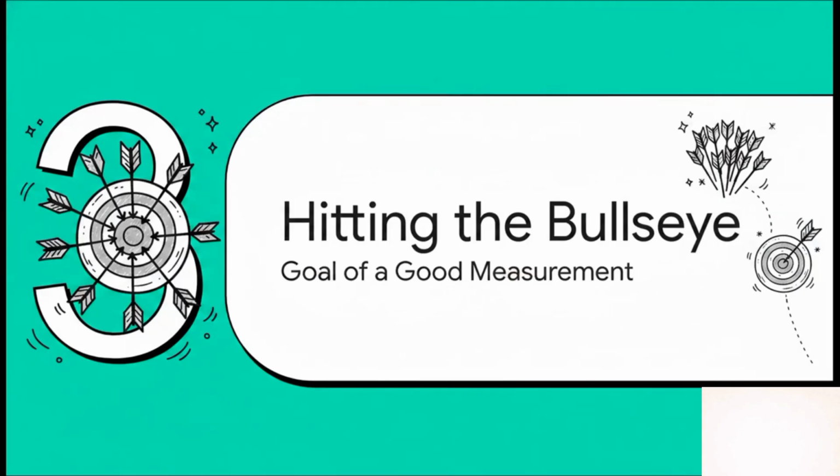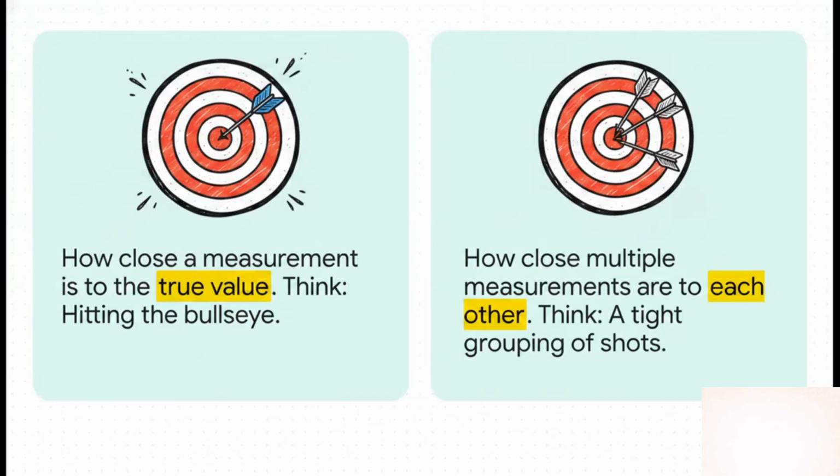All right, we have our language and we have our tools, but what actually makes a measurement a good one? To answer that, we need to get into 2 really important ideas, accuracy and precision. Now, these 2 words sound similar, but in science they mean totally different things. Accuracy is all about being correct, how close you are to the real, true value.